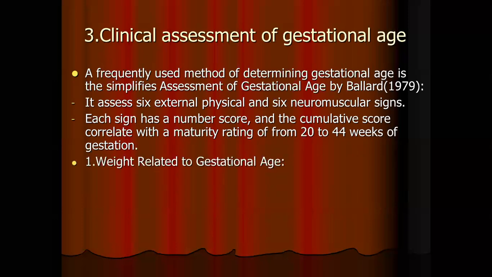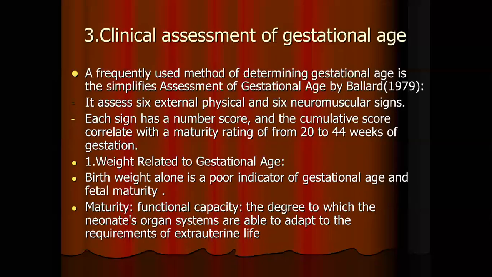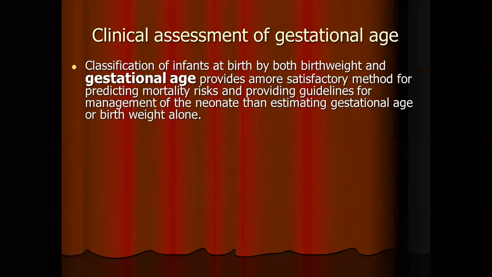The first point is weight related to gestational age. Birth weight alone is a poor indicator of gestational age and fetal maturity. The second is maturity, the functional capacity, the degree to which the neonate's organ systems are able to adapt to extrauterine life. In the clinical assessment of gestational age, classification of infants by both birth weight and gestational age provides a more satisfactory method for predicting mortality risk and providing guidelines for management of neonatal care.